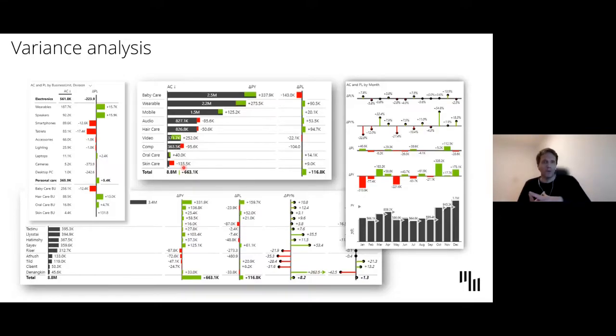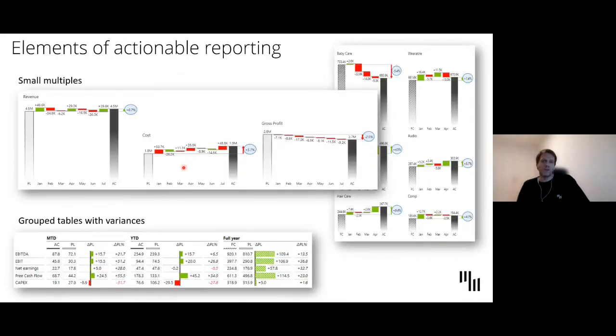So here we have a couple of examples. Some are tables, some are charts, but I guess what all of them have in common is that you can see that variance is somehow integrated into the visualization. And I think this is really the key to successful reporting. Now let me continue with this page.